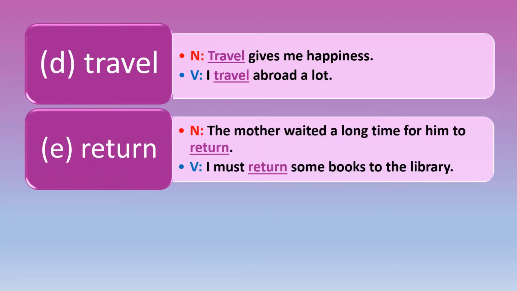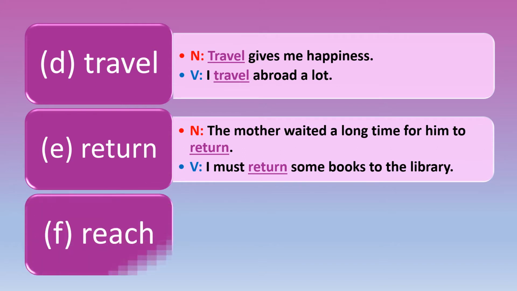Return. The mother waited a long time for him to return. What did she wait for? Him to return. So return becomes a noun. I must return some books to the library where I am doing some work of returning. Therefore, that word return is used as a verb in the second sentence.